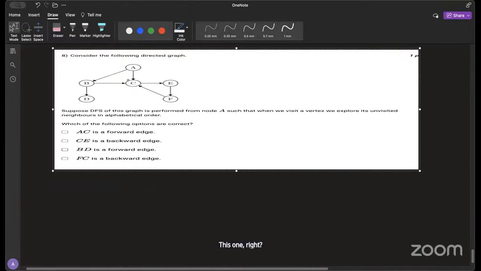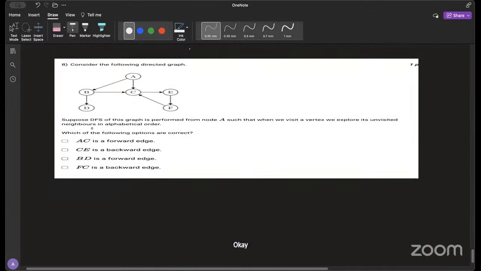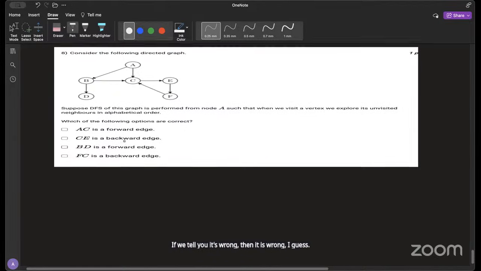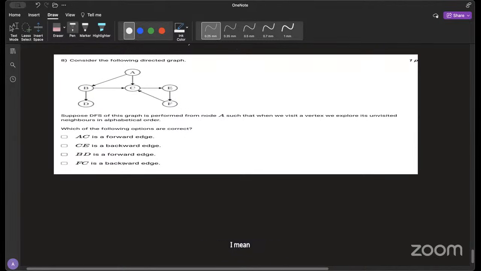This one, right? Yeah. The doubt is that BD as a forward edge is given as a wrong answer. Because it is a wrong answer. If it's wrong, then it is wrong, I guess. Okay, let's test it. If BD is a forward edge.